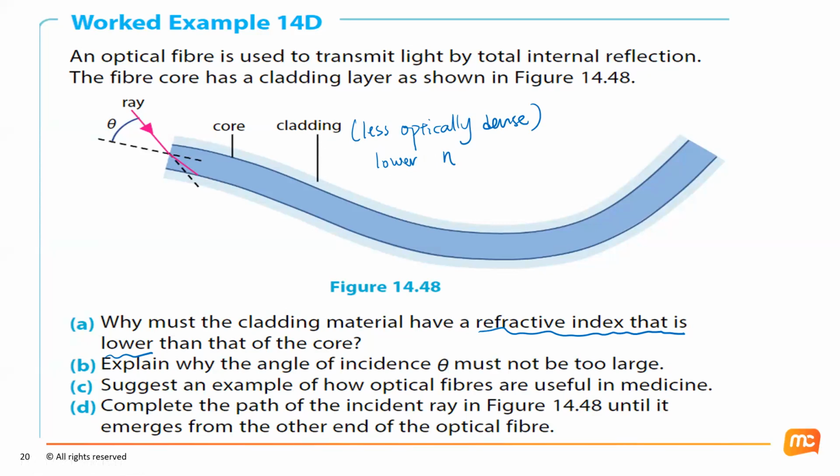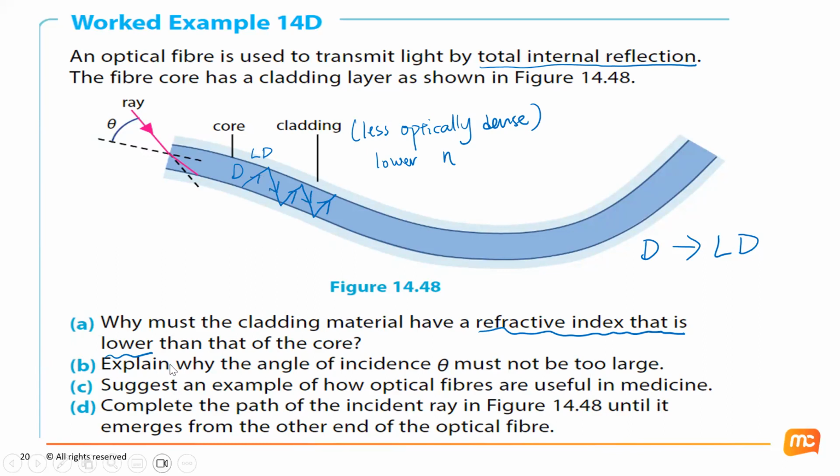The answer is, in order for the optical fiber to have TIR, total internal reflection, light must move from a denser to a less dense medium. So I must have light moving from a denser to a less dense medium in order for a lot of TIR to take place inside.